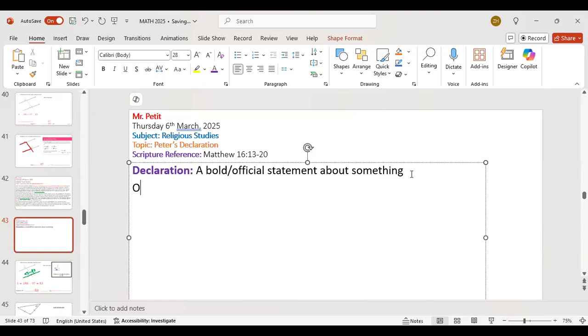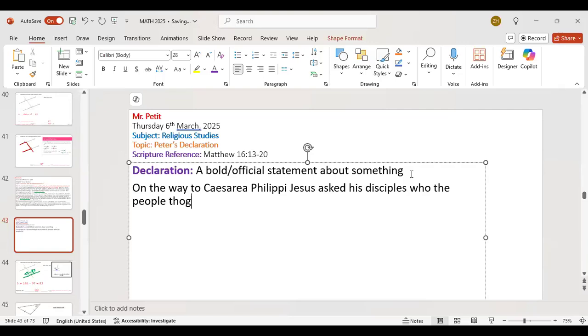Now on the way to Caesarea Philippi, Jesus asks his disciples who the people thought that he was.